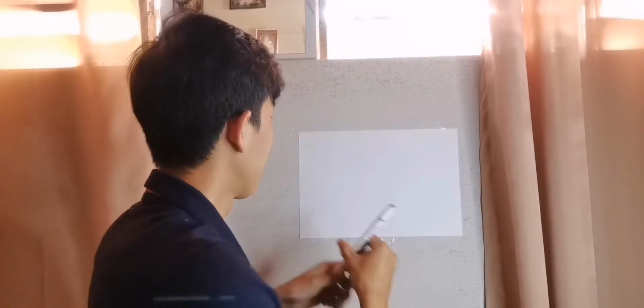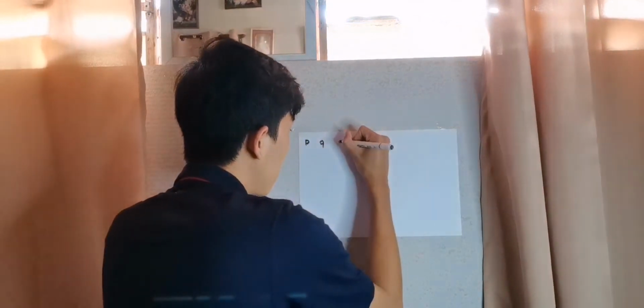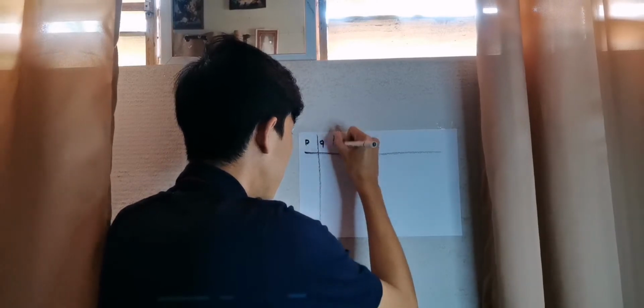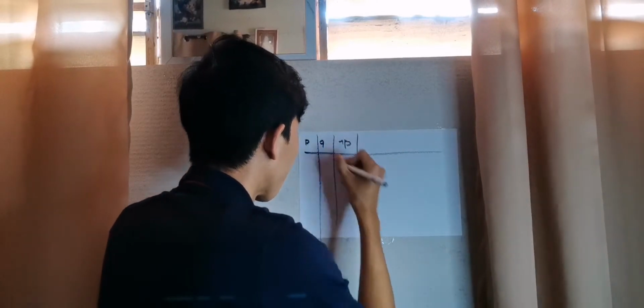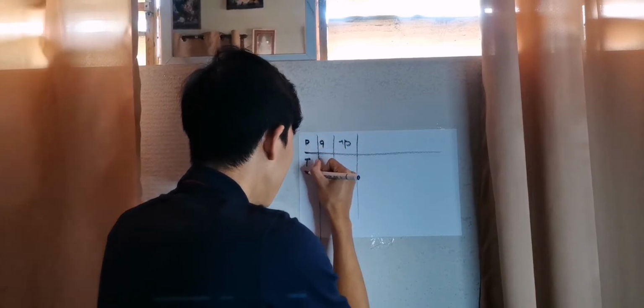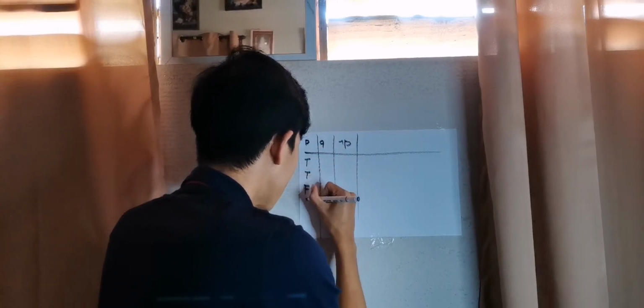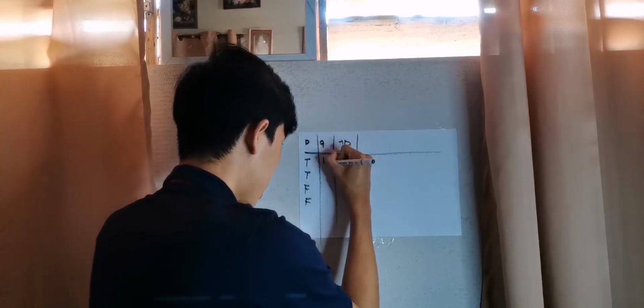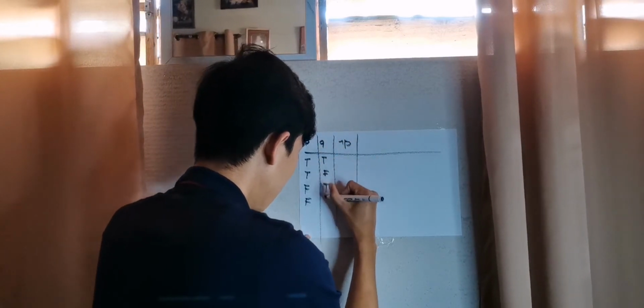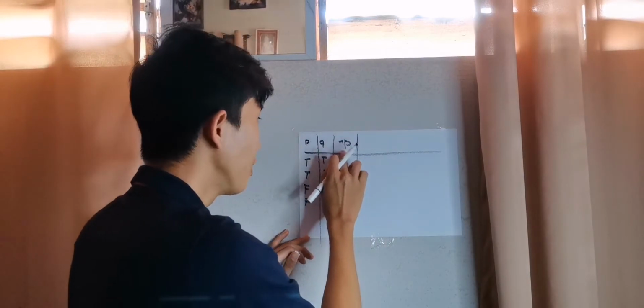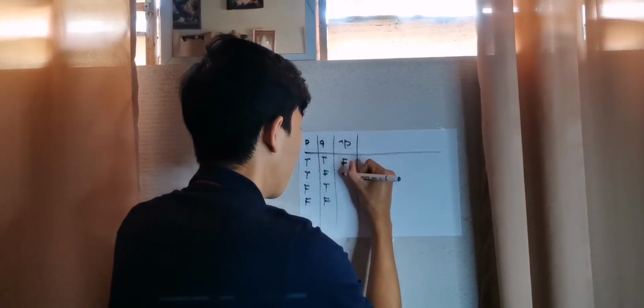So this is how you construct a truth table of the given statements. First P, then Q, then the negation of P. Our table: P is true, true, false, false. Q is true, false, true, false. The negation of P is false, false, true, true.